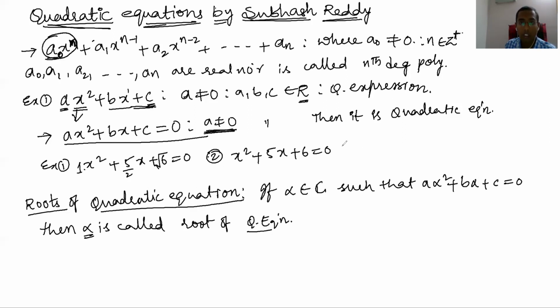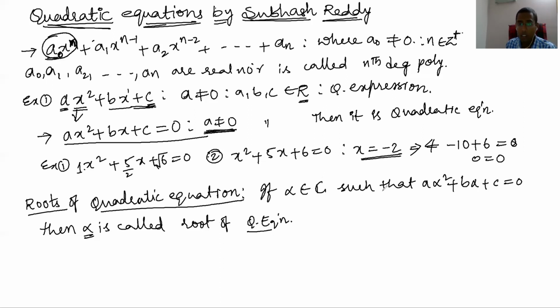If I put x equal to minus 2, what happens? Minus 2 whole square is 4, minus 10 plus 6 equal to 0. So 0 equal to 0. That means there exists minus 2 such that when it is put in this equation, the equation is satisfied. Therefore minus 2 is called a root. You must know this from the 10th grade.